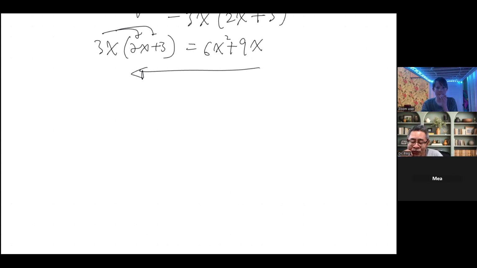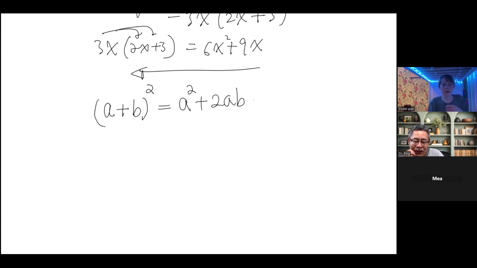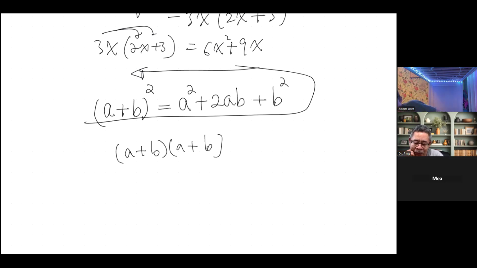So what I'm going to add to it is that when you have something like this, (a + b) squared, and you expand it, you should get a squared plus 2ab plus b squared. Now, if you don't remember it, you can always expand it. But of course, it's good to memorize this, and to be able to derive it can help you to remember.